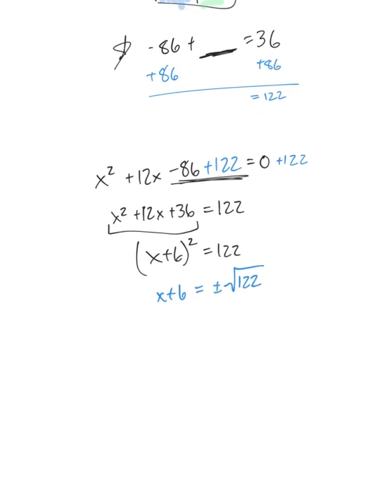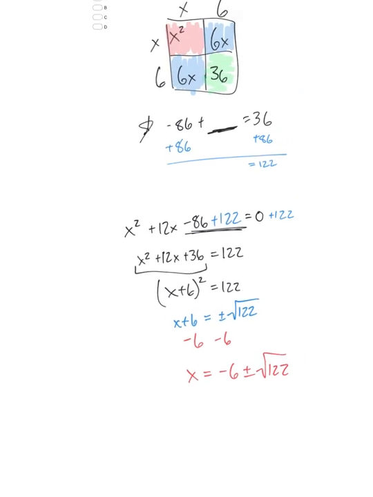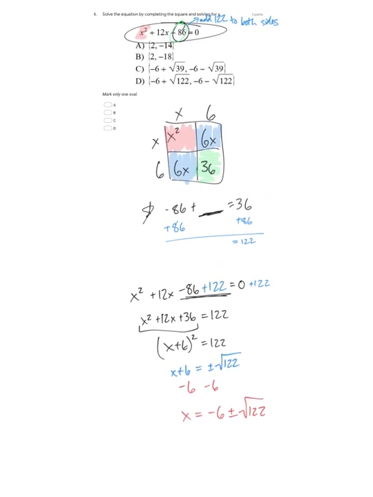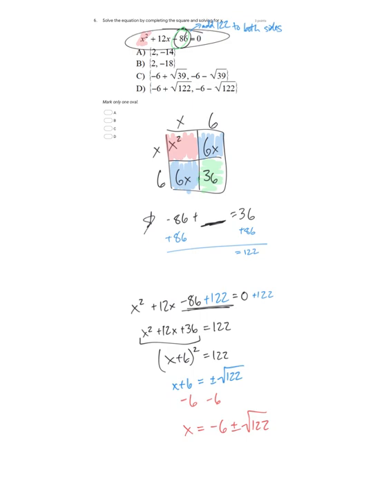Then I need to subtract 6, minus 6. So I'm going to write x equals negative 6 plus or minus the square root of 122. And I'm going to find the one up here that matches that. So I can cross off 1, 2, 3, and my answer has to be letter D.